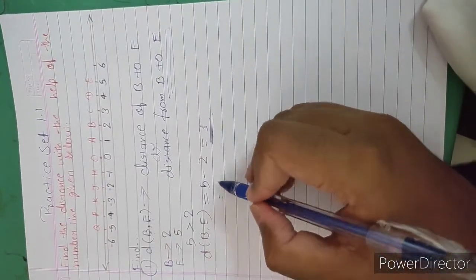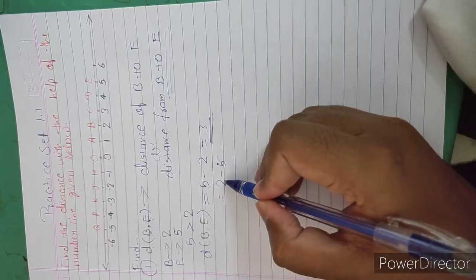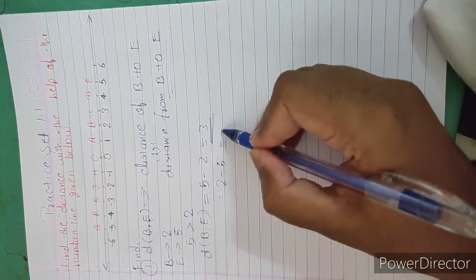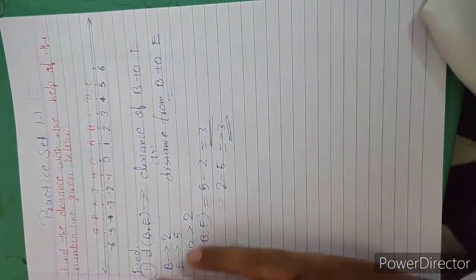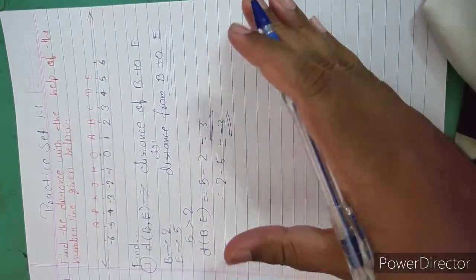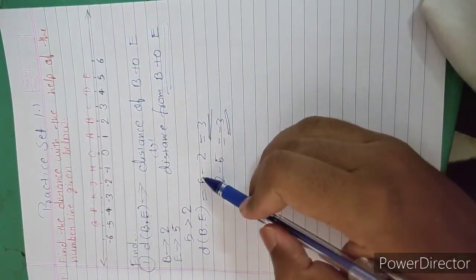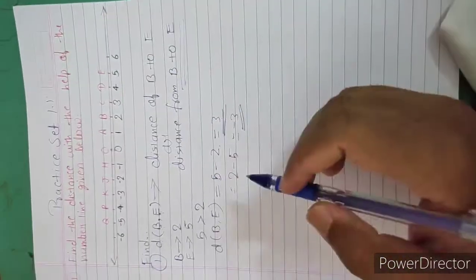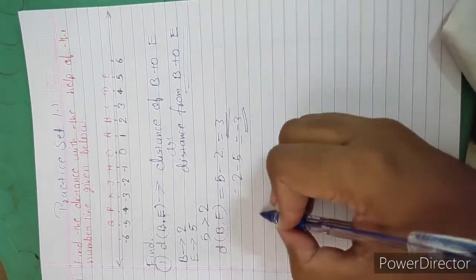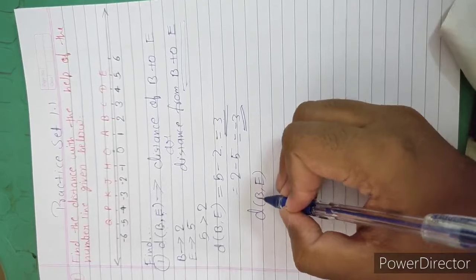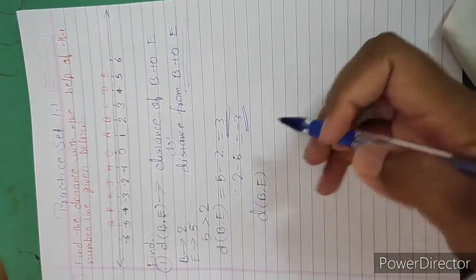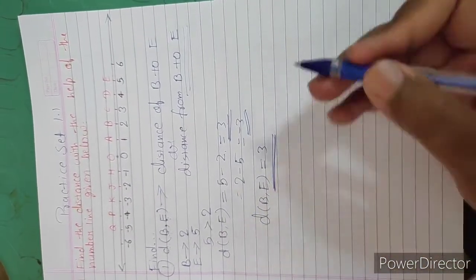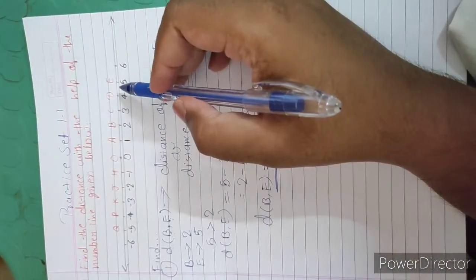If we subtract 2 minus 5, it means that a bigger number is subtracted from a smaller number, then we will get minus 3, and distance is not negative. Every distance is positive, so that's why we will subtract the smaller number from the bigger number and we will get a positive result. Okay, then in the final step we will write d(B,E), that is distance of B to E is equal to 3.